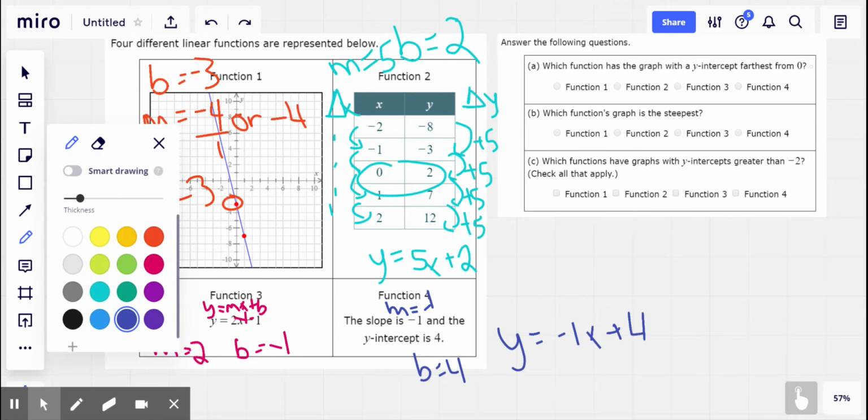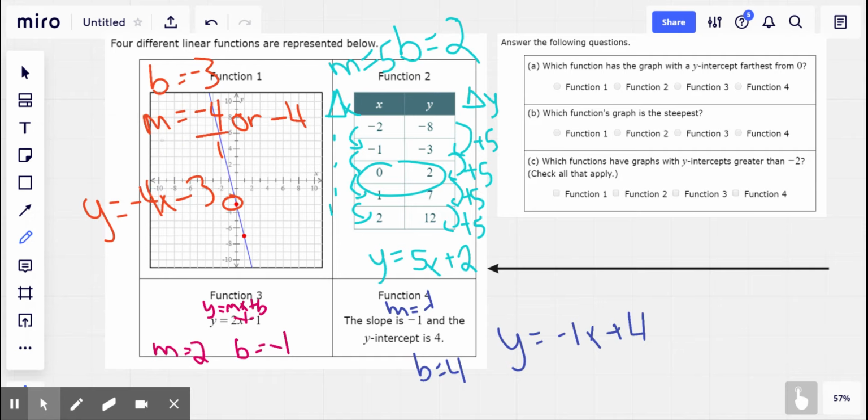So I'm going to make a line right here, and I'm just going to say here's 0. We'll go 1, 2, 3, -1, -2, -3, and let's put these y-intercepts on that number line and see which one is the farthest away. So function 1's y-intercept was -3. That'd be right here. Function 2's y-intercept was 2. So that's going to be right here.